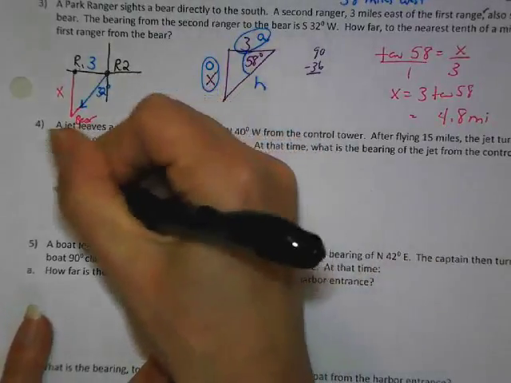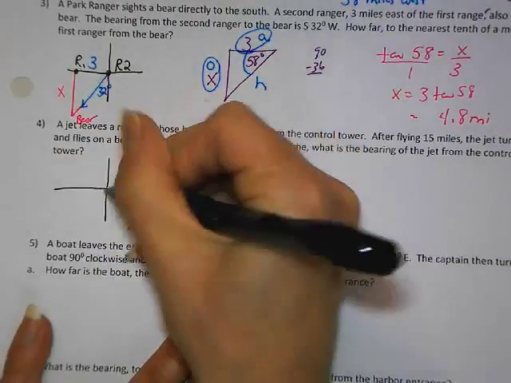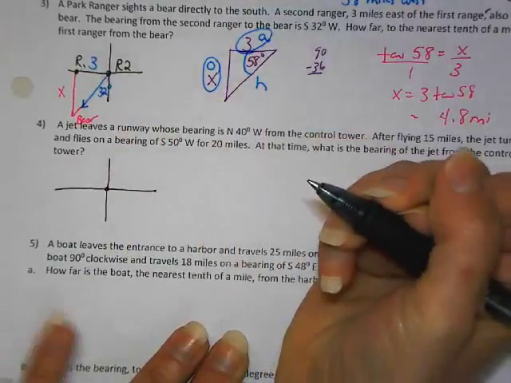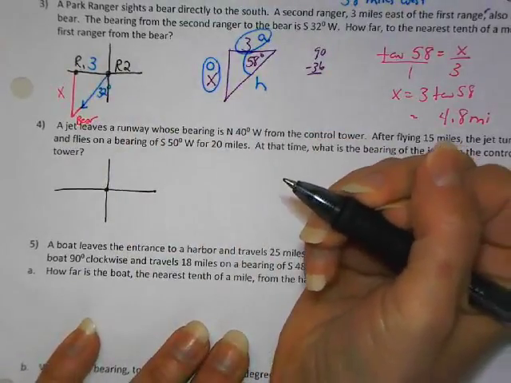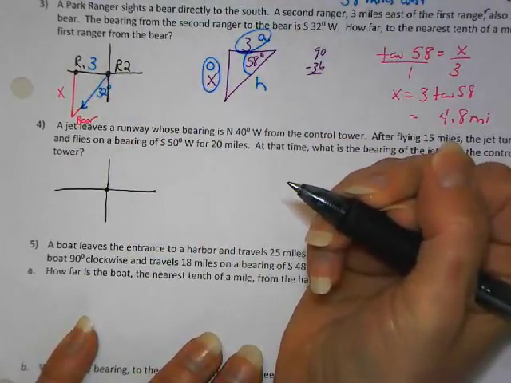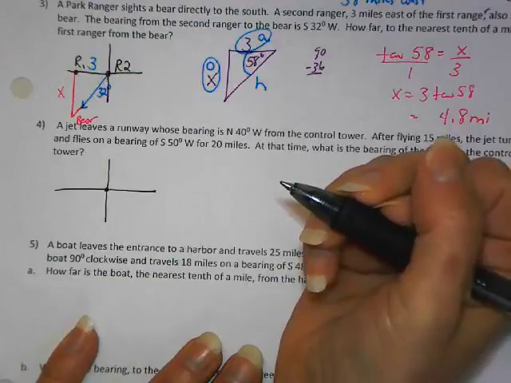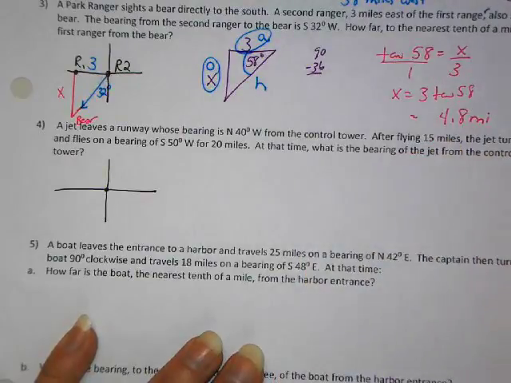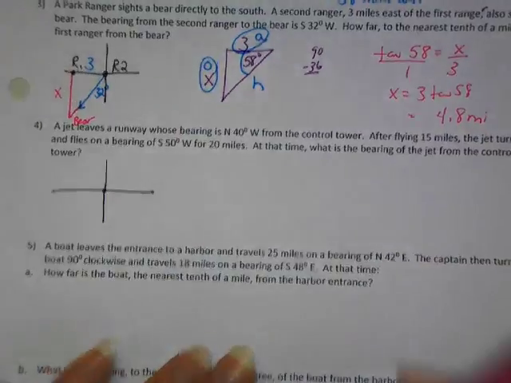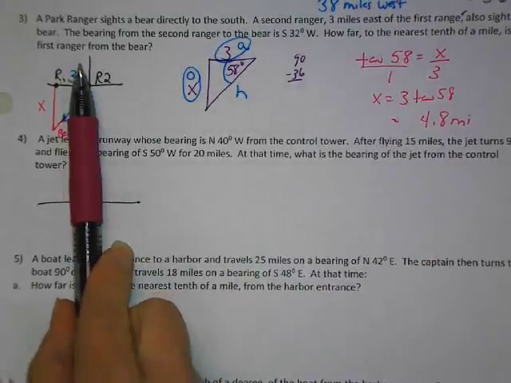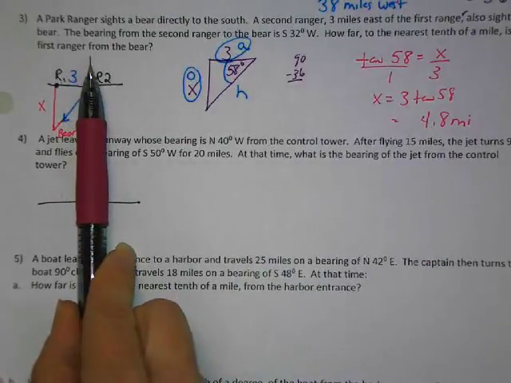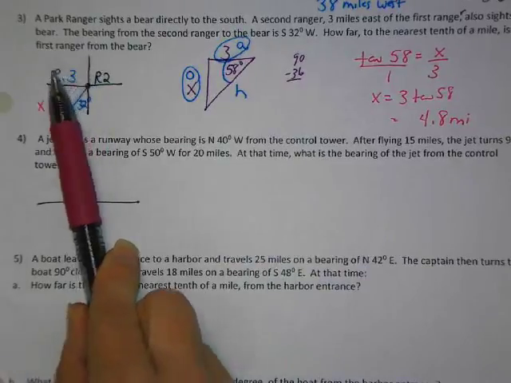So my control tower is right here. The plane takes off at north 40 degrees west. So take your pen if you need to. You are heading due north, but you have turned in a westerly direction 40 degrees. So do you agree that your plane is flying this way?